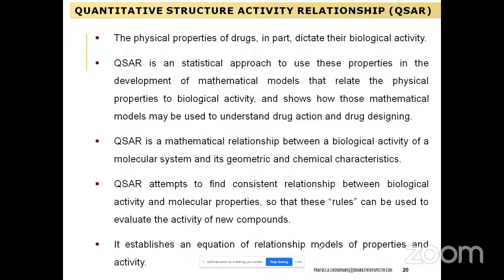You don't find a QSR model which does not have any relationship between the properties and the biological activity. In a QSR, the consistent relationship between properties and biological activity is often found, and this relationship is commonly used for the predictive behavior, or prediction of the biological activity of the new compounds.